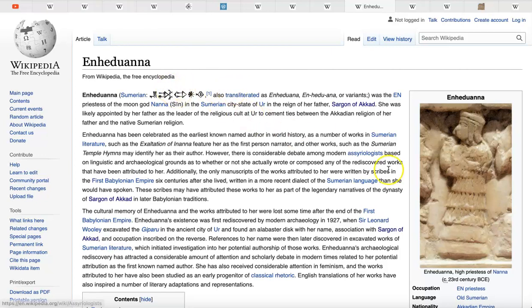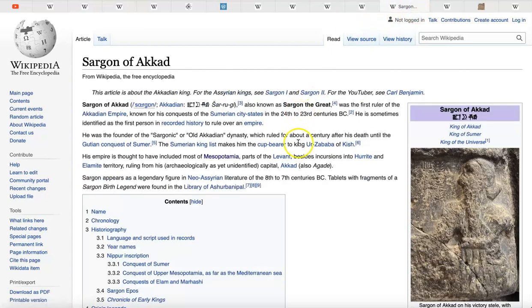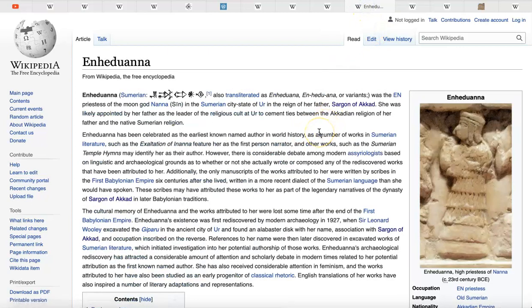Because this woman, the high priestess of Nanna, Enheduanna, was the daughter of Sargon of Akkad. This dude. And she was a priestess to the moon god Nanna, in the Sumerian city-state of Ur, in the reign of her father Sargon of Akkad. She was likely appointed by her father as the leader of the religious cult at Ur to cement ties between the Akkadian religion of her father and the native Sumerian religion. Okay, this is more geopolitics going on here. It's been going on more or less since day one.